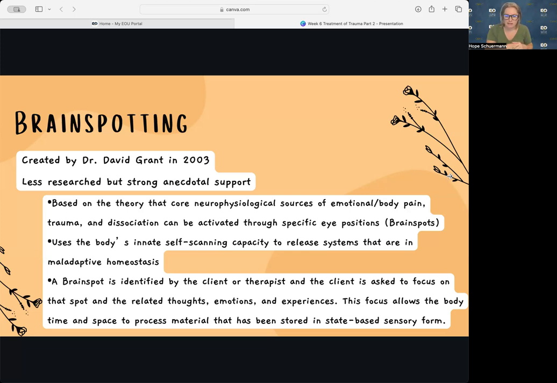And so with brain spotting, the theory is that dissociation occurs through specific eye positions. If you can think about, like, if you've ever caught yourself staring off into space, like maybe you can't even remember what you were thinking about, you were thinking about something. Or maybe your body or your brain was processing something. So those specific eye positions, just sort of where your eyes go and rest, are called brain spots. And the belief is that your body has an innate ability to locate these brain spots and then work through the maladaptive aspects of what's happening in your brain from the trauma.